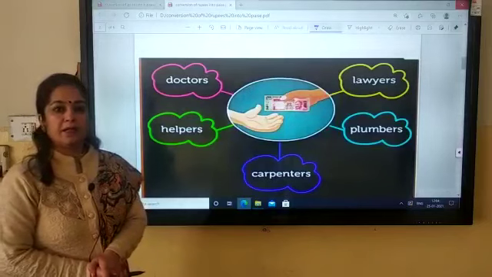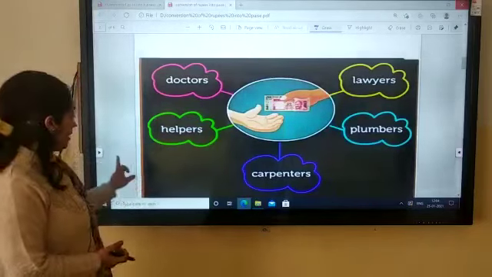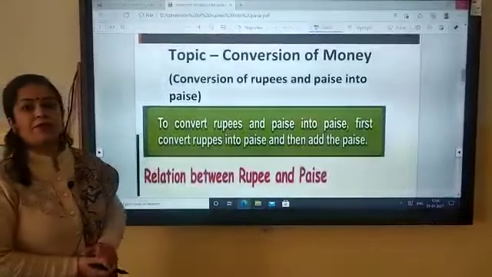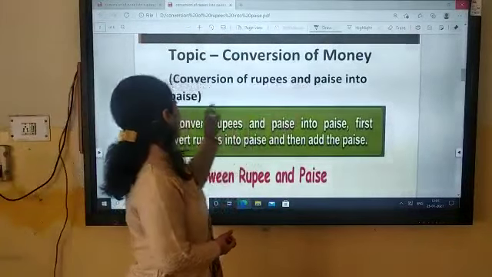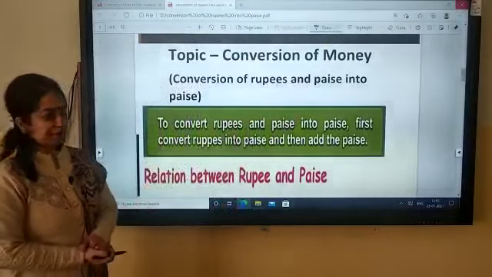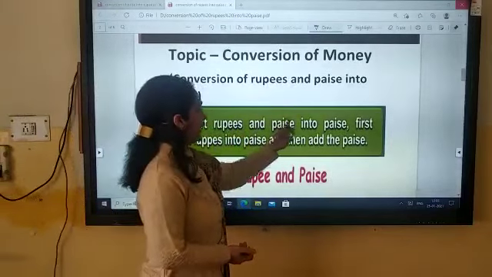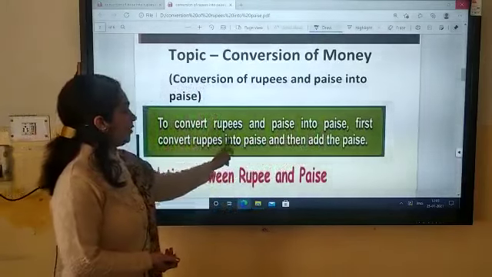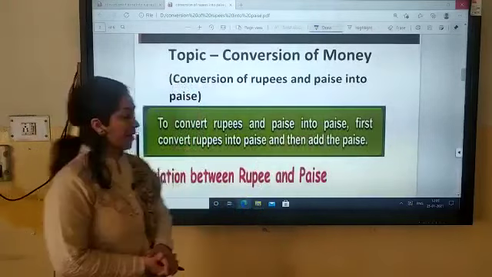Today we will learn how to convert money. Means today's topic is conversion of money. First of all, we will learn how to convert rupees and paise into paise. Dear students, to convert rupees and paise into paise, first convert rupees into paise and then add the paise.